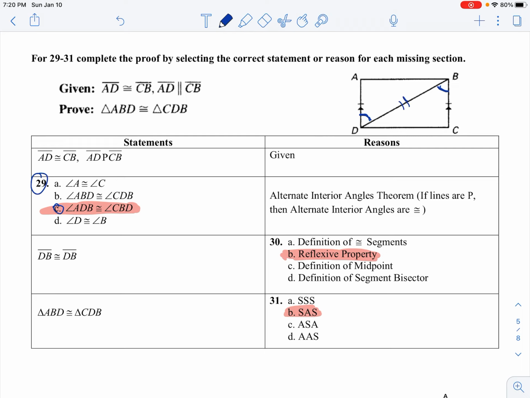Then I also have the reflexive property, which is obviously for number 30, what I circled. And then what I have is a side, an angle, and a side. So number 31 was B.